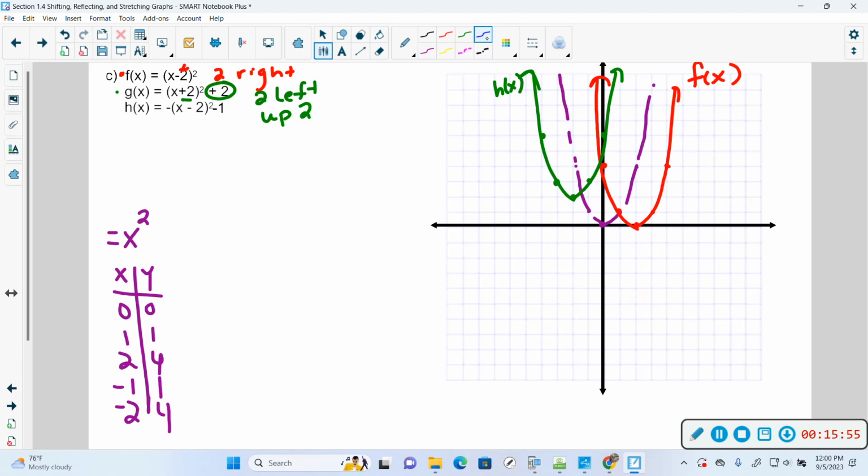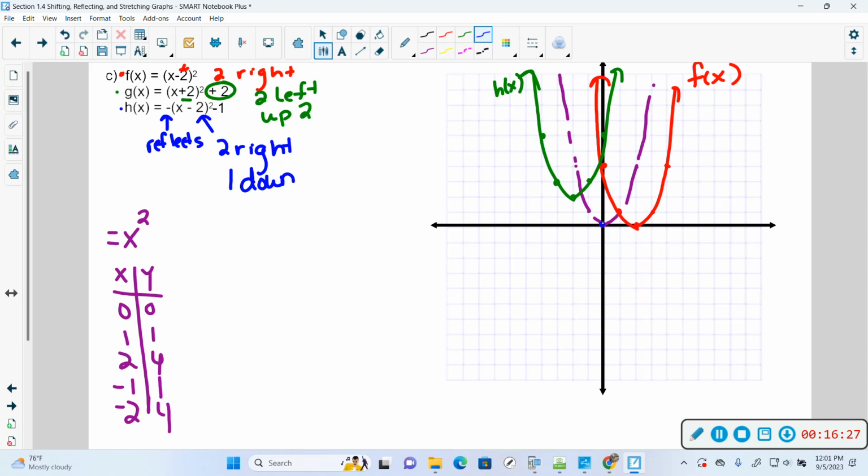Final graph. So of course, negative. We've got the reflection. We've got the 2 right. And of course the minus 1, 1 down. Now again, this is all the purple parent function that we are shifting. Now again, I'm going to do it kind of like I talked about earlier. When you have a reflection, I always do the reflection first, and then I'm going to do the rest of it, the 2 right, the 1 down. So let's do the reflection of the purple one first.